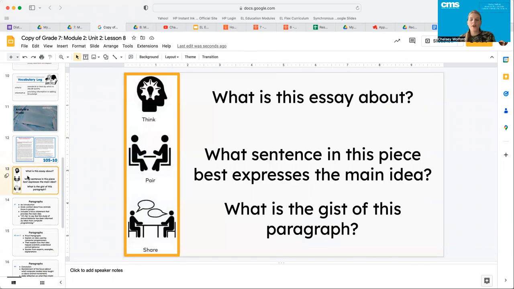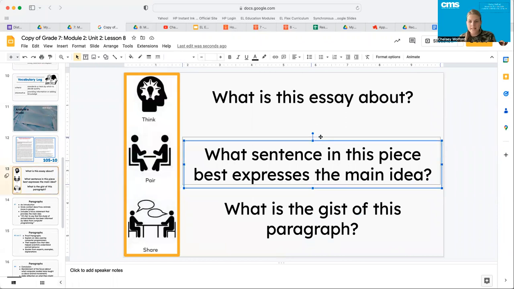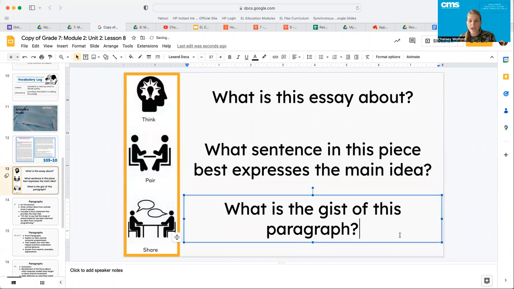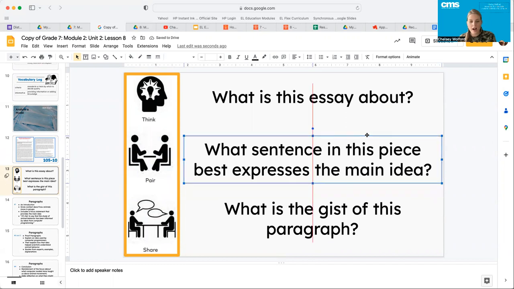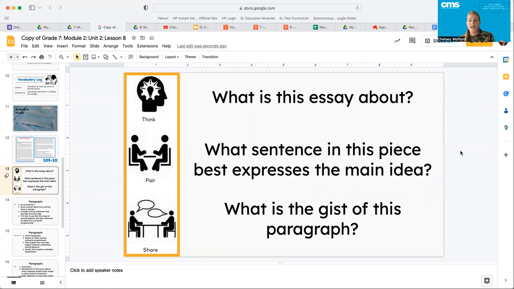All right, guys, let's talk in partners or groups of 3. What is this essay about? And what sentence in this piece best expresses the main idea? What is the gist of this paragraph? I actually want you to go through and talk about the gist of each of the paragraphs, okay? So go ahead and pause the video, take some time to work through and discuss these questions. Your teacher should be circulating the room and helping you have some discussion about this, and then come back to me when you're ready to move forward.